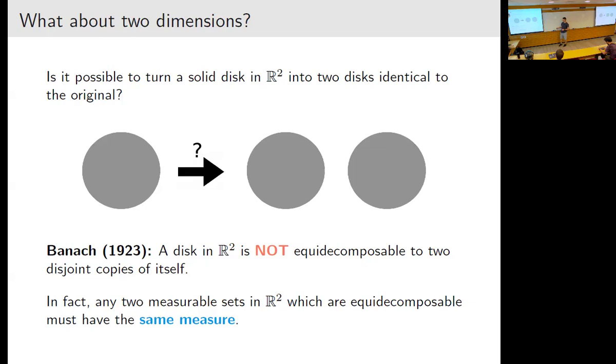So that breaks any kind of Banach-Tarski. There is no Banach-Tarski paradox in 2 dimensions, basically. So if I can't turn 1 disk into 2 disks, a natural question is, what can I do, right? What kinds of sets are equidecomposable? In particular, what could I equidecompose a disk into, right?